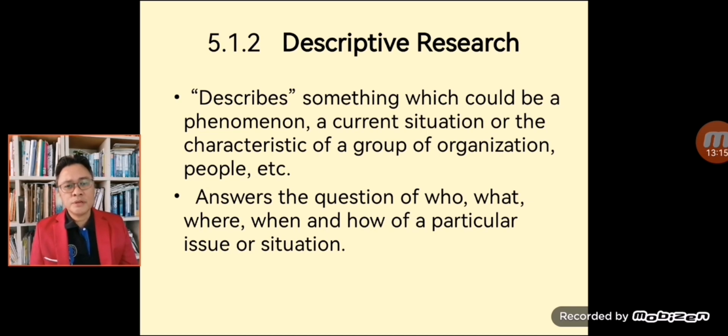Okay, if you look here at the second point, it answers the question of who, what, where, when, and how of a particular issue or situation. It is much more on you narrate, you describe, so everything which is very unclear, very vague, you might want to make it explainable, right? Descriptive, apa namanya, menerangkan, menjelaskan.